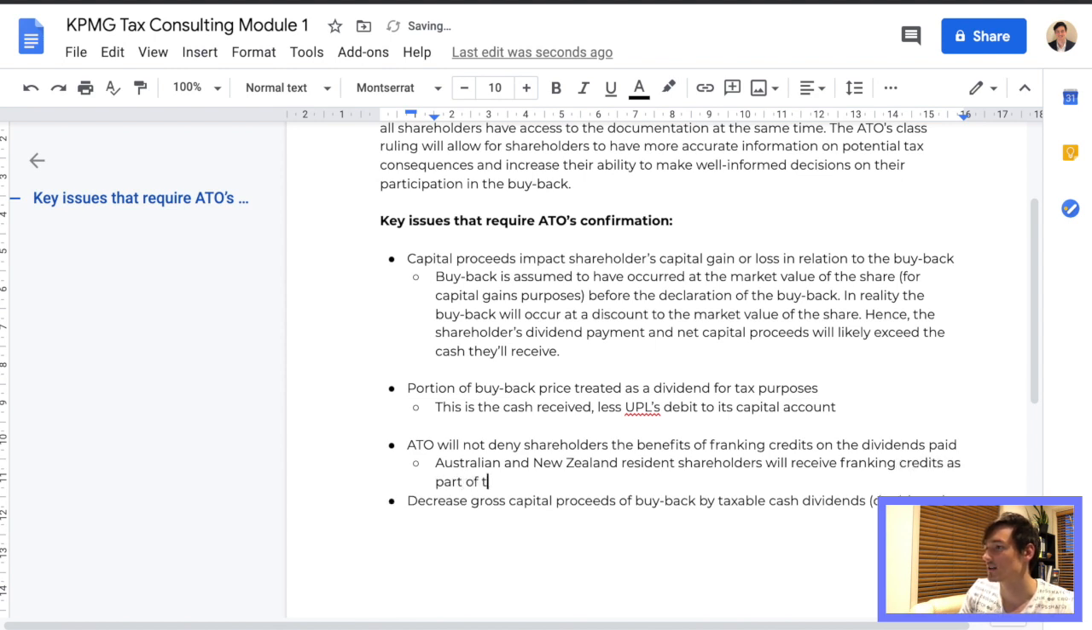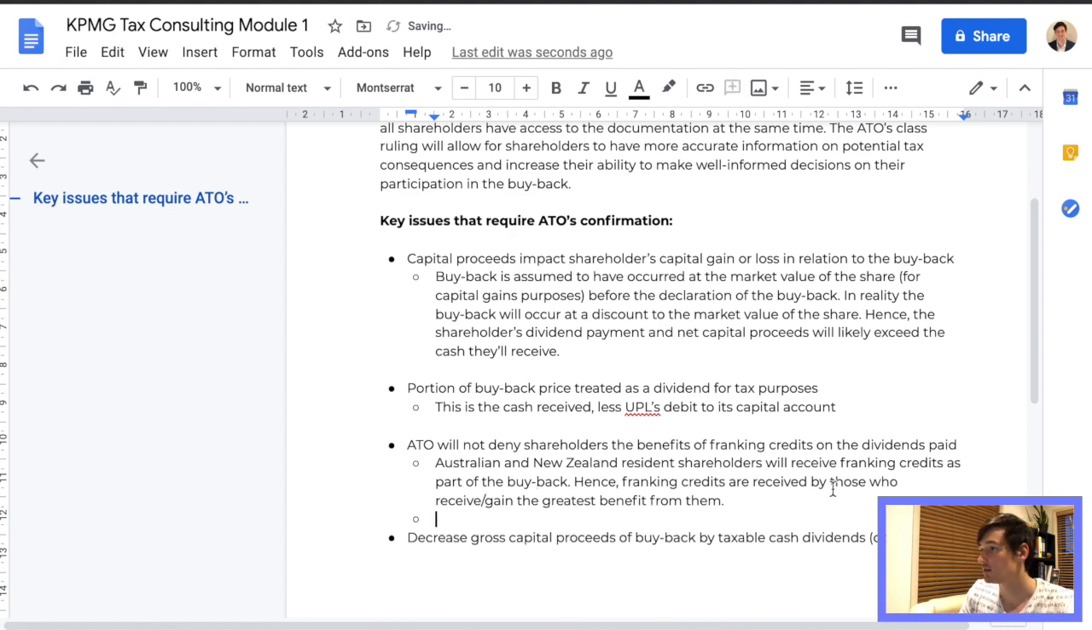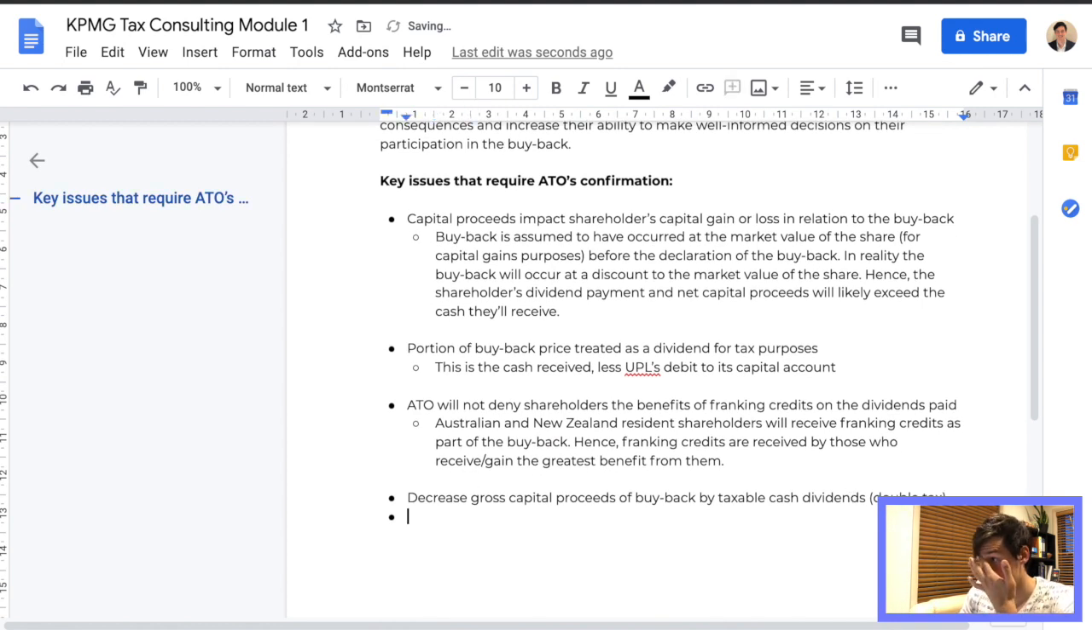And this is what I was saying earlier, that this has to do with the eligibility. Australia and New Zealand resident shareholders will receive franking credits as part of the buyback. Hence, franking credits are received by those who benefit from them the most. Okay, fix that. All right.